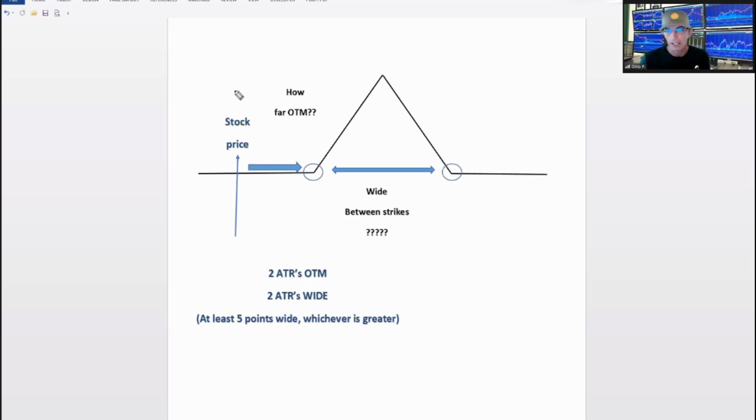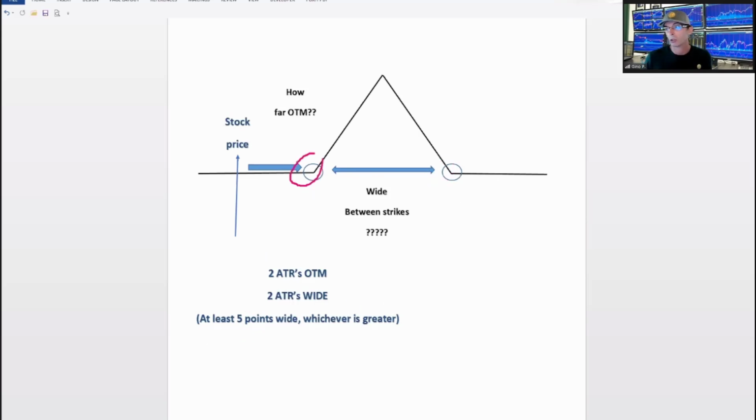What that means is if the stock price has an ATR, that means it moves every day about 3 points, you want it 6 points out of the money and 6 points wide. And always at least 5 points wide. So even if your ATR is 2 and it says 4 and 4, no, it's at least 5. Butterflies are never less than 5 points wide between the strikes. Now watch the difference there.